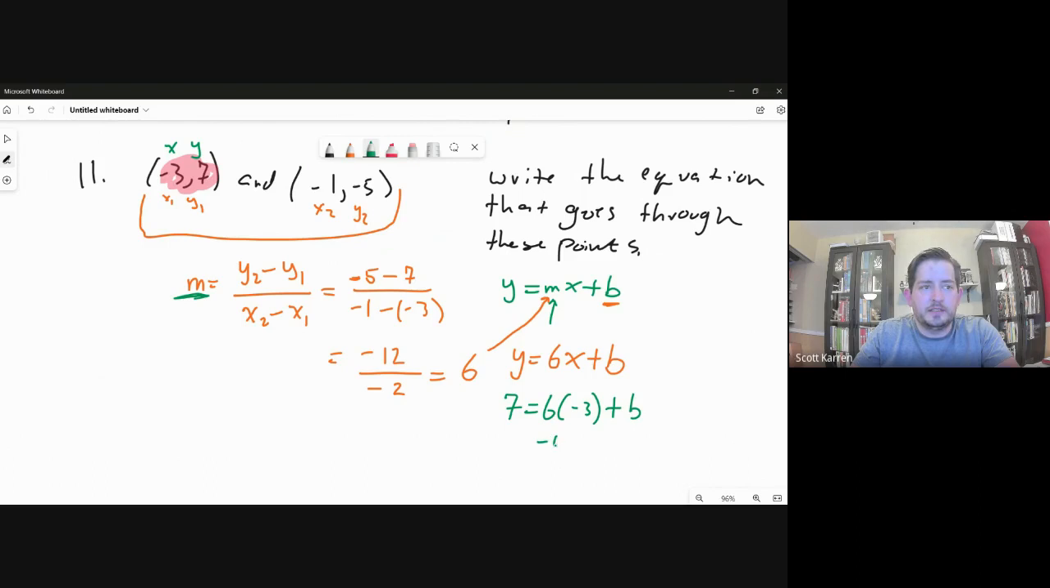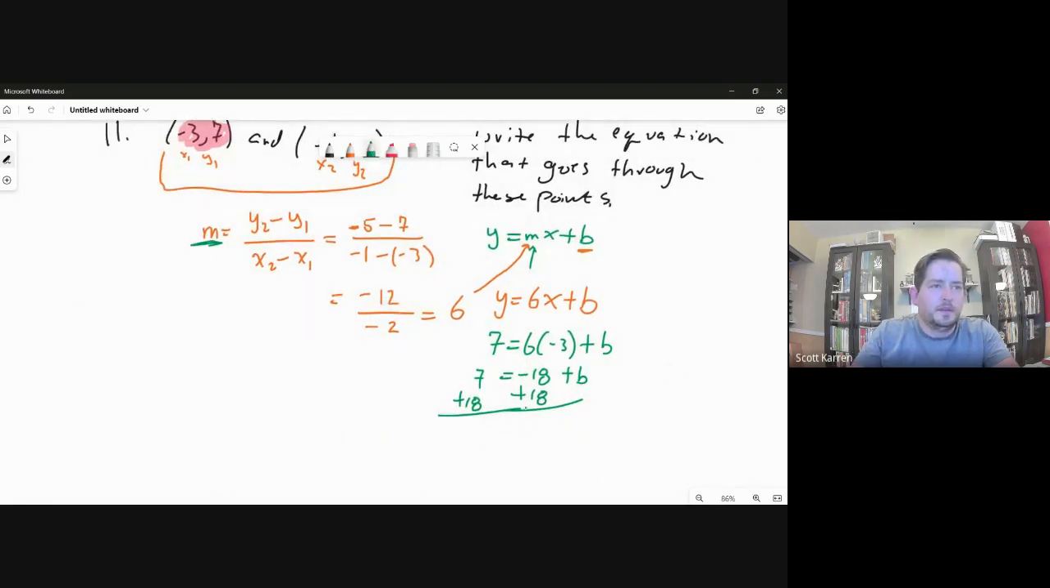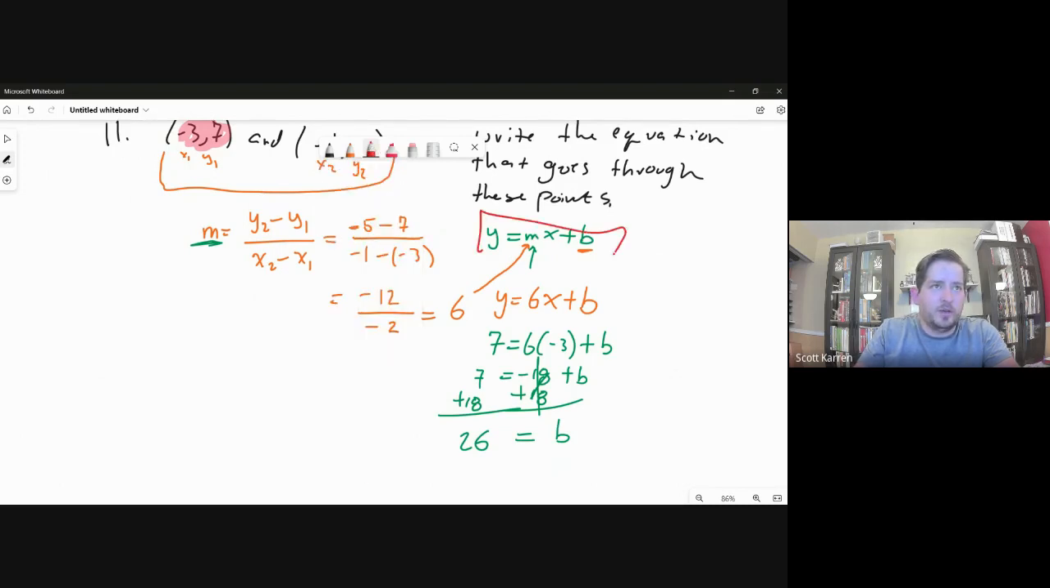6 times -3 is -18. And so I add 18 to both sides. And it cancels out on the right-hand side, leaving me and isolating just b. And b is equal to 26. And then to finalize the problem, I just write my solution right back up in here into y equals mx plus b form. I know m, I know b, so my final solution is y equals 6 in place of m times x plus b, which is 26. And I'm done.